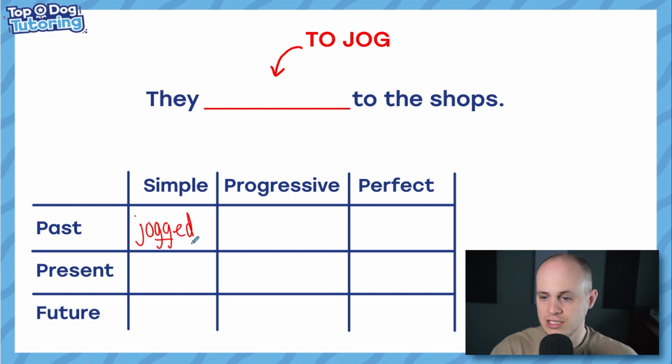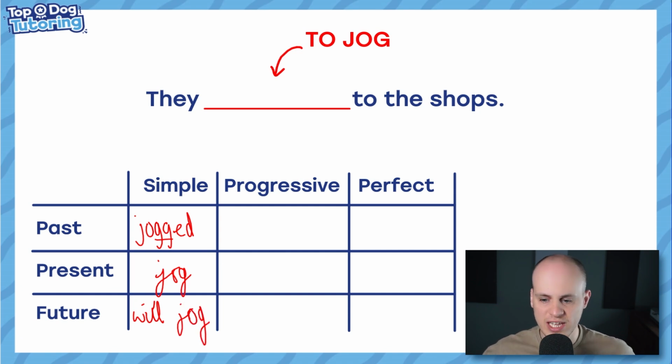The present tense is just jog. They jog to the shops. Okay, we've kept it nice and simple, 1 word. And the future tense obviously uses the word will. They will jog to the shops. Easy, done. Simple tense, we've been doing it for years. We know it, all right? We know that like the back of our hand.